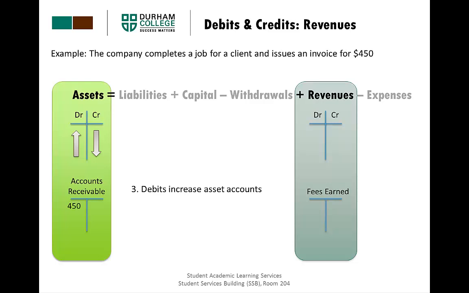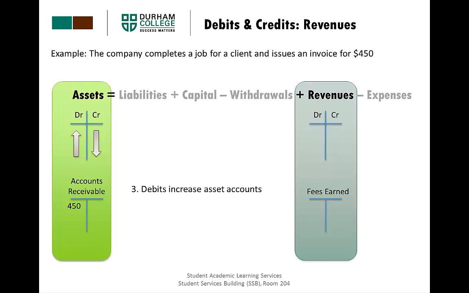The accounts receivable account, an asset, is increasing, so we know that it will receive a debit as part of the transaction. The company has done work. Whenever a company does work, the value of that work is recorded as revenue. In this example, we will use the account named Fees Earned.